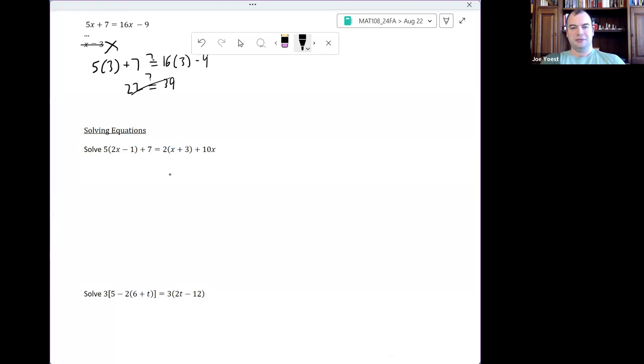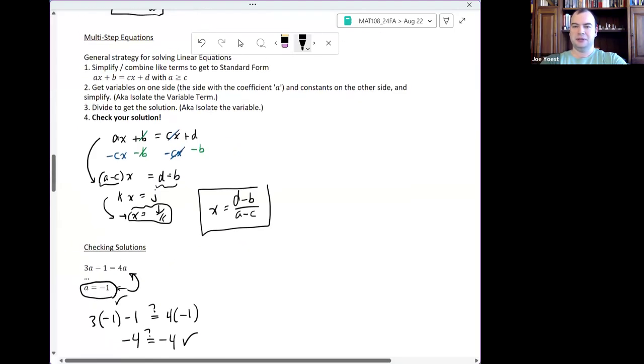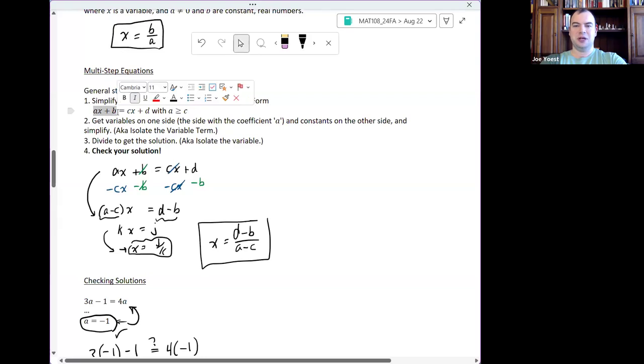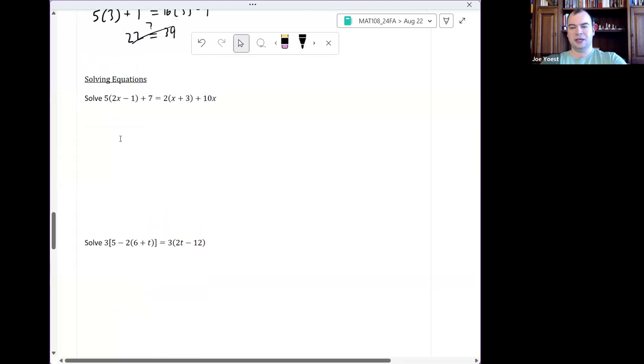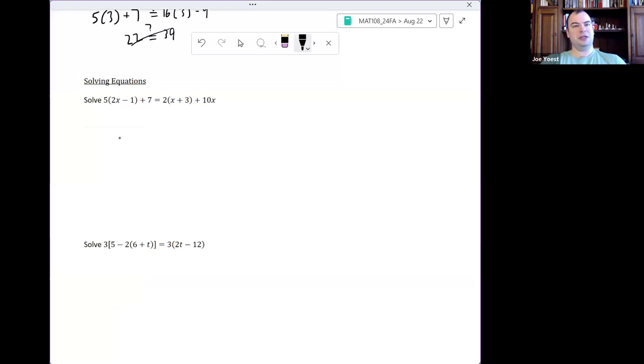Again, I have a linear equation, but it's not in that standard form. It's not number times x plus number on both sides. So I want to start massaging the two sides to get it into that standard form that I can then do the isolating the variable term, isolating the variable, simplifying, and checking. So doing all of those steps.